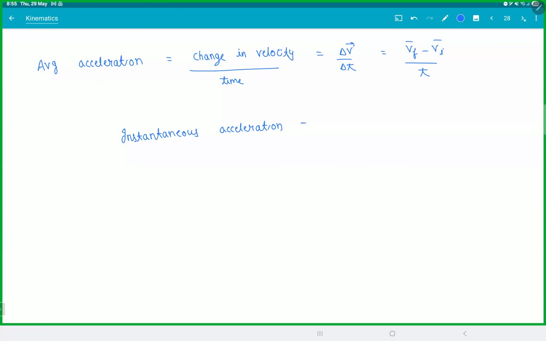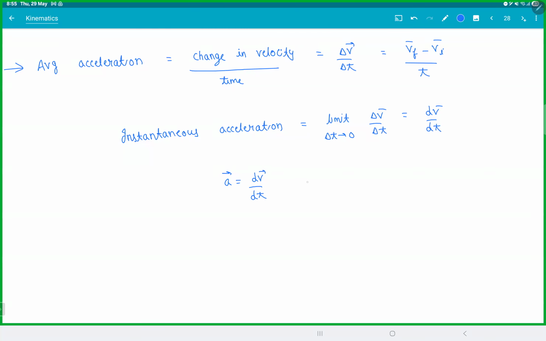So instantaneous acceleration is the limit, when the time tends to 0, of delta v by delta t. This is what becomes dv by dt. This is the definition of a differential, dv by dt. So if someone simply says acceleration is dv by dt, they're talking about instantaneous acceleration. If it is average, they will mention it to you that the average acceleration is what? A is equal to dv by dt.